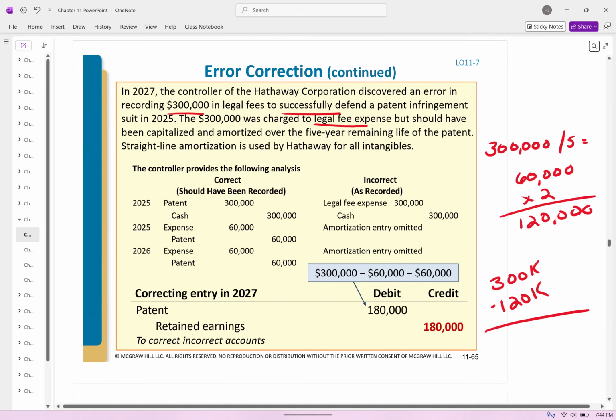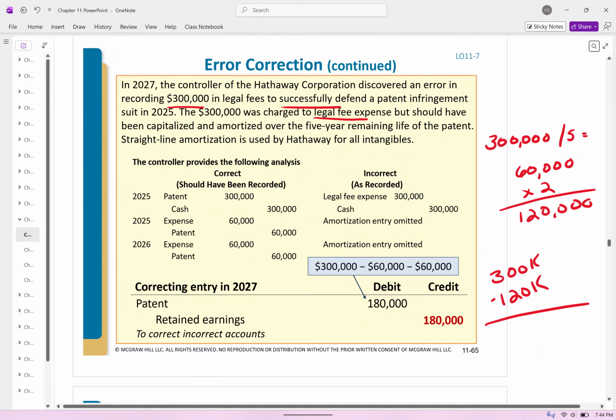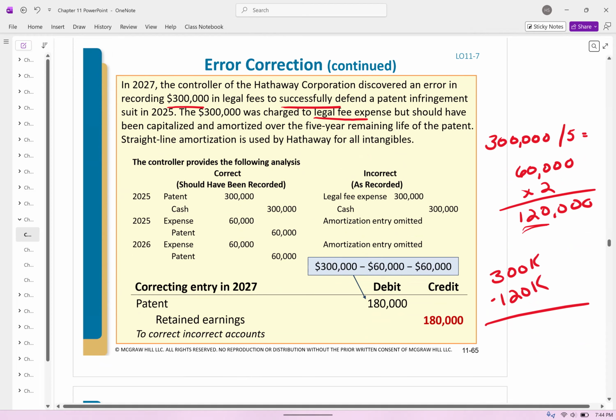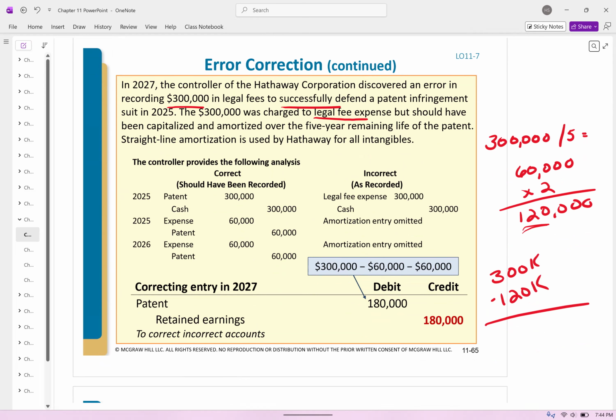So they had that asset, should have been 300,000 divided by 5 years. They should have amortized it 60,000 a year. Multiply that times 2, so 120,000 should really stay in expense. So we're really not going to do anything with that. We're going to take the 300,000 minus the 120 and we get this 180,000. We're going to debit patent and credit retained earnings because this does go backwards. It is retrospective. So we want to make sure that we are telling our readers just that.